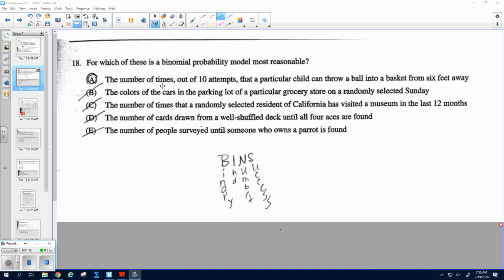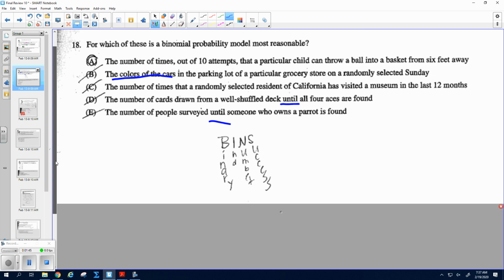A lot of these are not binary. The colors of the car are not binary. The number of times a randomly selected resident of California has visited a museum, that's not binary. The number of cards drawn from a well-shuffled deck until all 4 aces have been found, that one's geometric. And the number of people surveyed until someone owns a parrot, that's also geometric, when you do something until it happens.